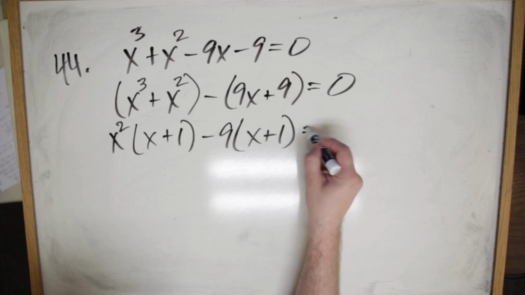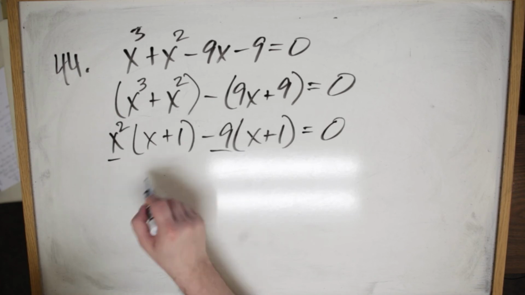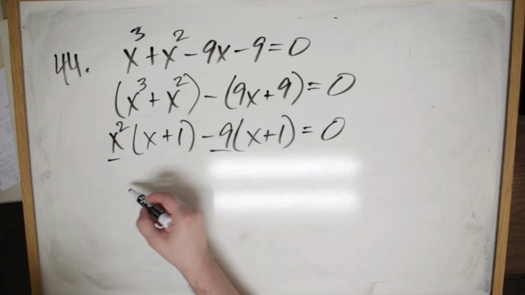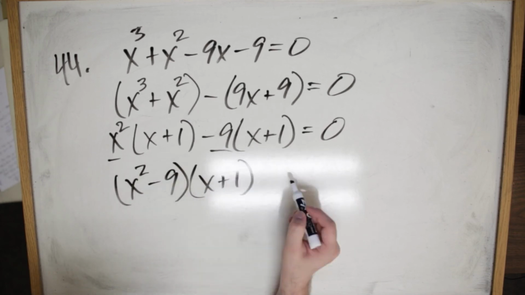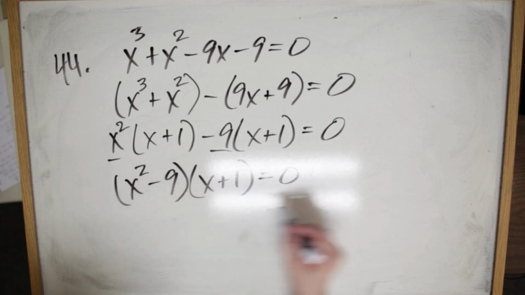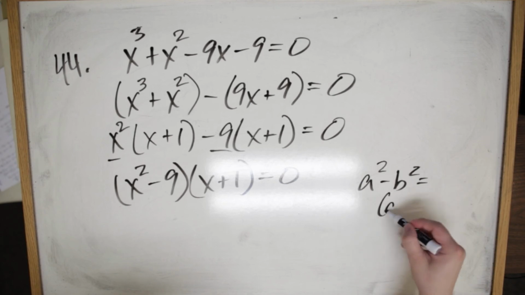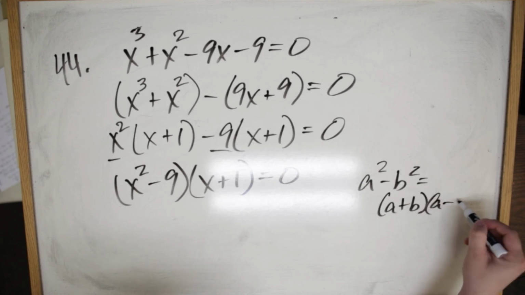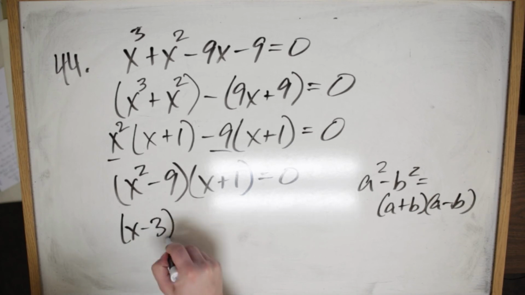So there we go. And now I can merge my two pieces in front because these guys are the same. I have x squared minus 9, x plus 1 equals 0. And remember, this is from the last section. This is actually one of those special situations where a squared minus b squared is equal to a plus b, a minus b. Okay? So x squared minus 9 is going to be x minus 3, x plus 3.